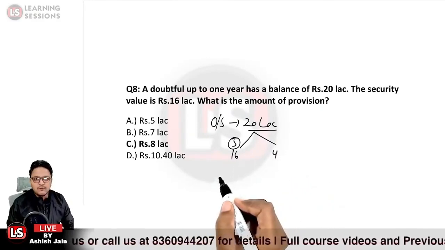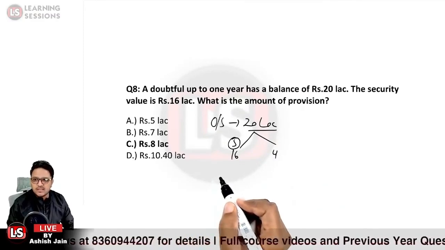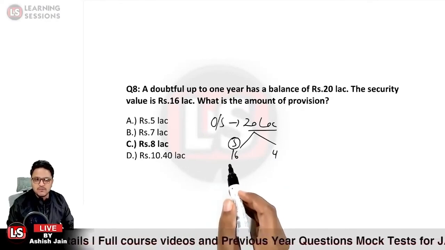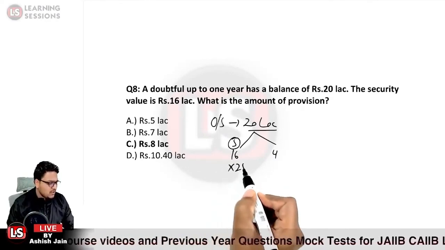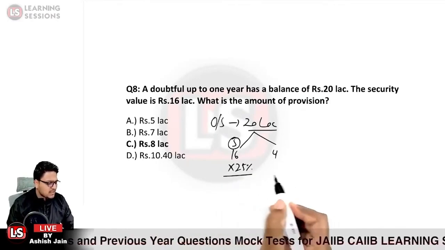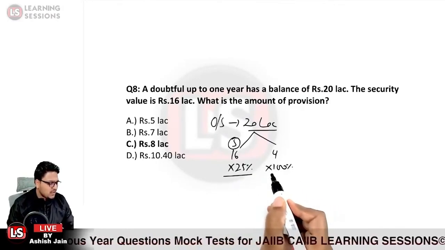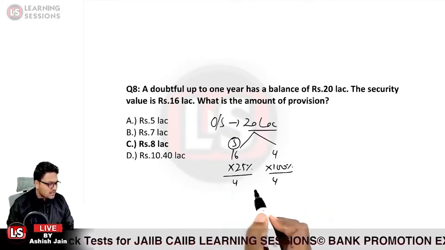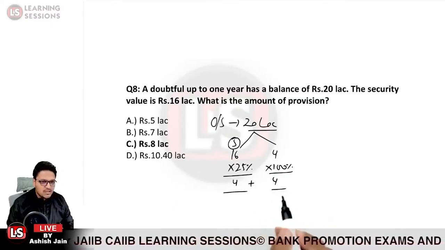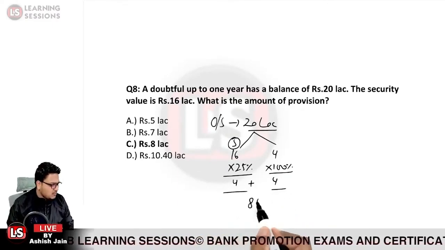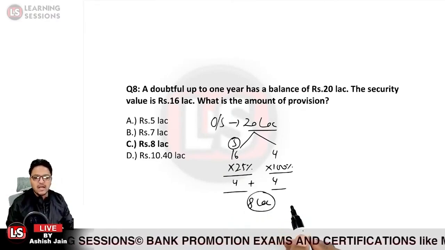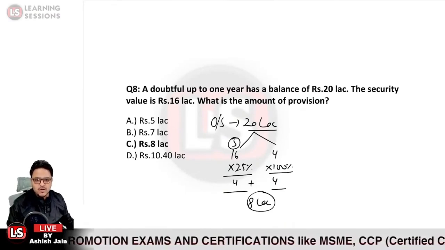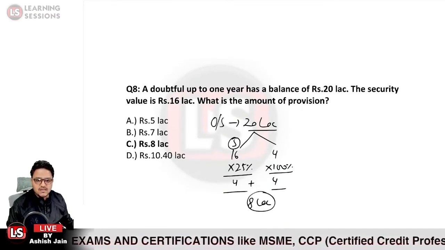We are well aware that in the case of doubtful assets, we have to maintain provision at 25% for the secured portion. So 25% of the 16 lakh rupees and 100% of the unsecured balance, that is 4 lakh rupees, is to be maintained. So the total provision to be created is 8 lakh rupees in this case. So option C is the right answer, which is already marked.